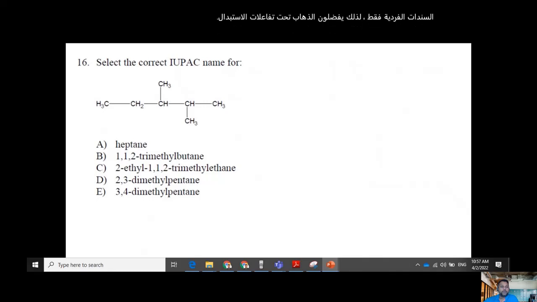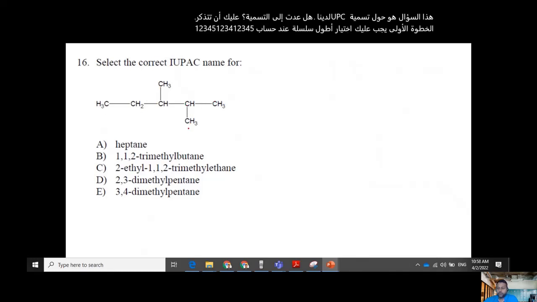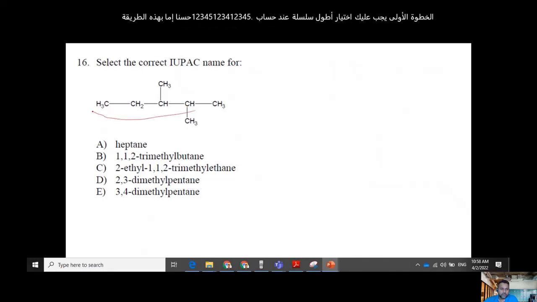This question is about IUPAC naming. In IUPAC naming, you have to remember the first step: you must choose the longest chain. When you count 1, 2, 3, 4, 5, 1, 2, 3, 4, 1, 2, 3, 4, 5, either this way or this branch way would be fine. So we are choosing this. This is the longest chain here. There are 5 carbon atoms on this.